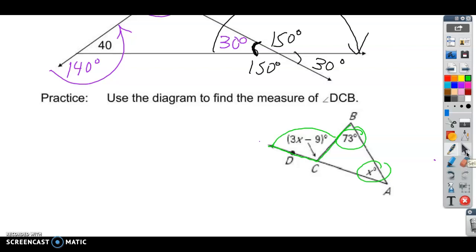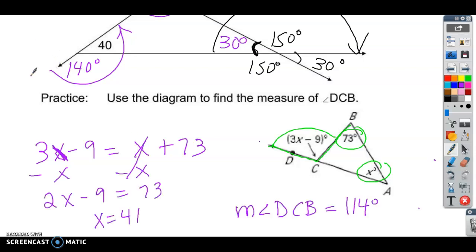So I can write, this is just one way to figure this out, okay? I can write 3x minus 9 equals x plus 73. I'm going to have you guys pause it right now, solve that, and get the value for x. All right, so I've solved it. I got the value of x is 41.